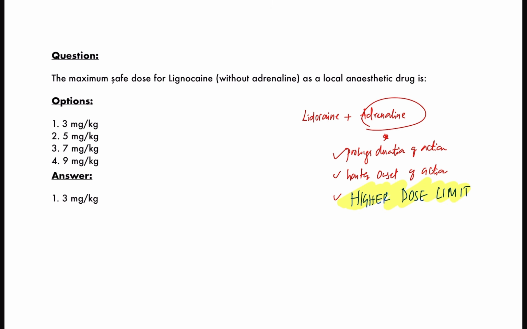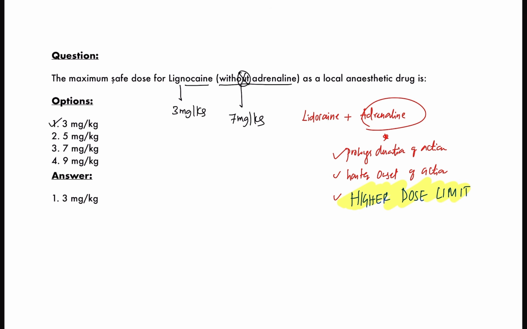That means if I take lignocaine and use it without adrenaline, the maximum dose I can use is only 3 mg per kg. But if I add adrenaline, then I can increase it to 7 mg per kg. So the correct answer is 3 mg, because they are asking about lignocaine as a local anesthetic agent. This is a little bit of a memory based question, a little tricky, but they're asking questions like this in UPSC CMS. It's a norm.